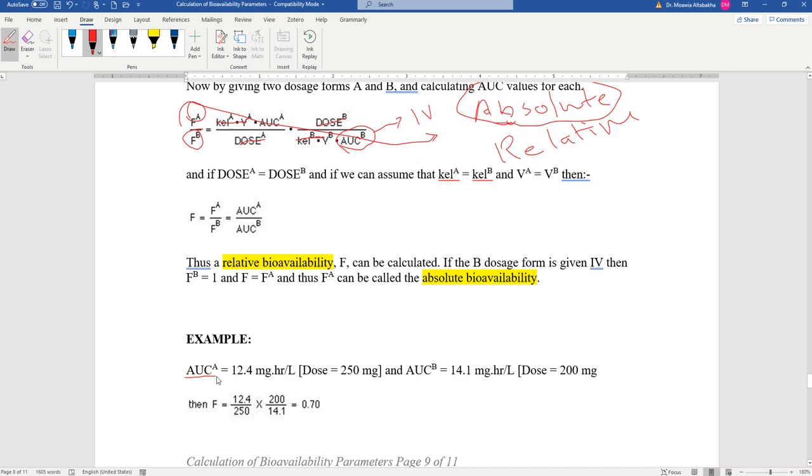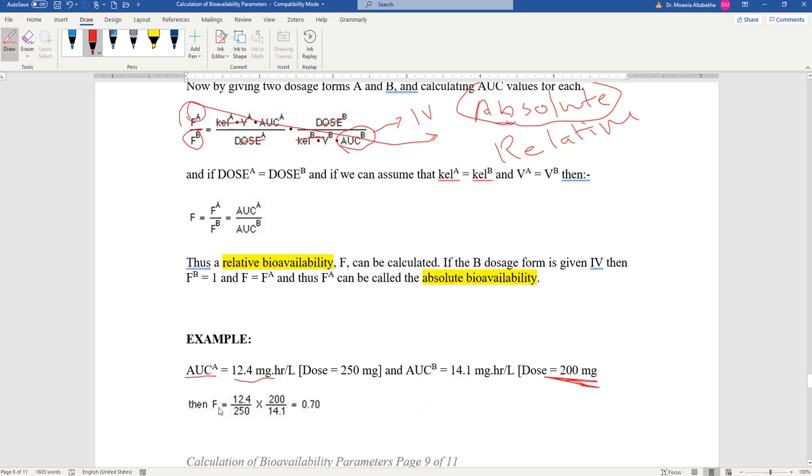We have a test product. AUC of this test product is 12.4 milligram times hour per liter. Look, it's concentration multiplied by time. Okay? Of course, AUCA can never be IV. It can never be IV. It's any extravascular administration. The dose that is given is 250 milligram. For B, AUCB is 14.1 milligram per liter hour, but the dose is 200. So now I have a different dose.